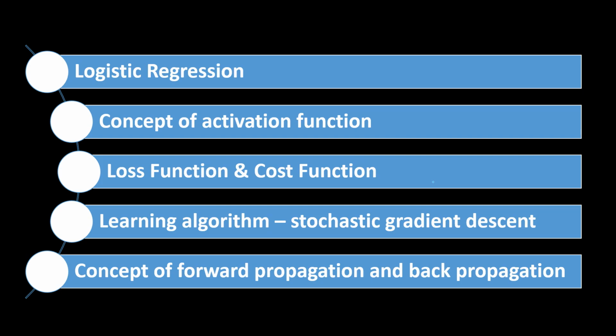So here we'll be looking at what it is and the concept of activation function. Then we'll look into the loss function and cost function. Then the learning algorithm, which obviously is stochastic gradient descent. And then we'll also try to touch on forward propagation and back propagation, because this is actually a concept of neural networks, but you can easily understand it even with logistic regression. So before we go, let's have a recap of the previous episode 2.